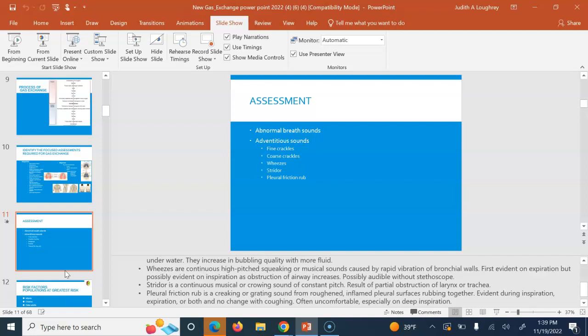This is evident during inspiration and expiration, and may have no change with coughing. It's very uncomfortable for many people.